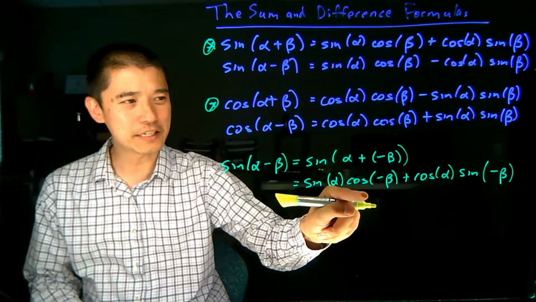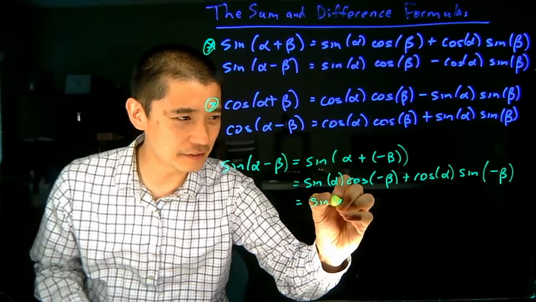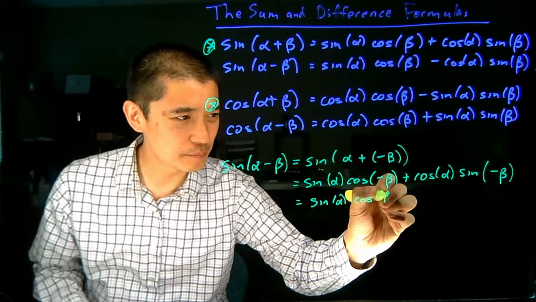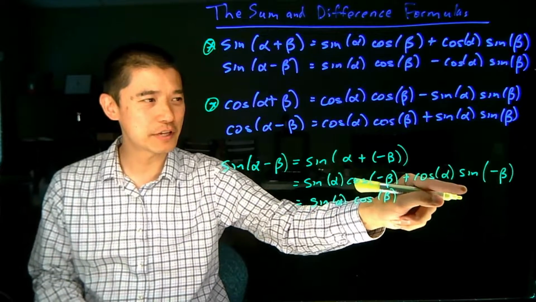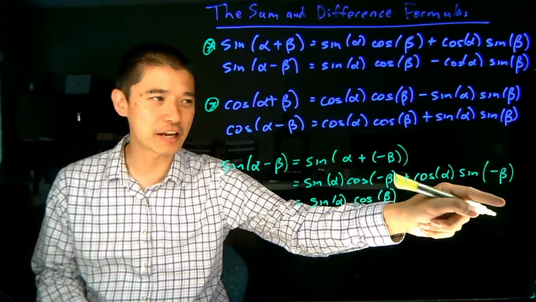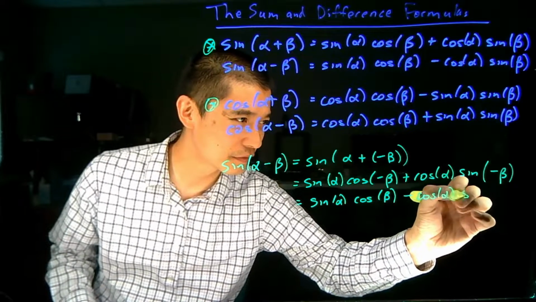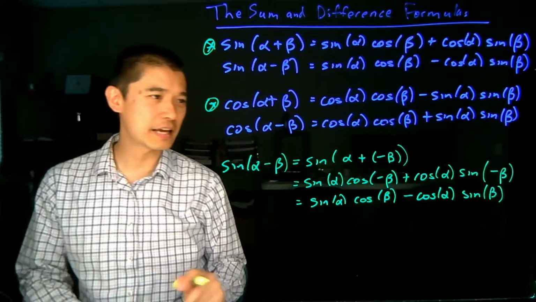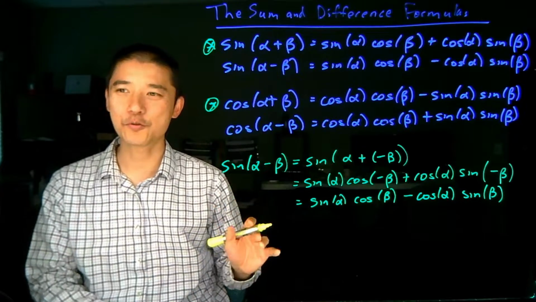Remember, cosine is an even function, so cosine of negative beta is just cosine of beta. So this is sine alpha cosine beta. And here, the sine function is an odd function, so sine of negative beta is negative sine beta. We can pull that negative sine out front. And that gives us exactly what we have up here. So really, these formulas are just two formulas.